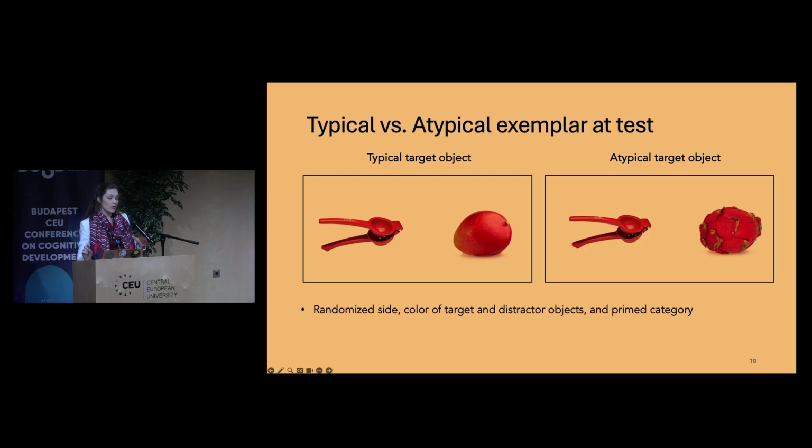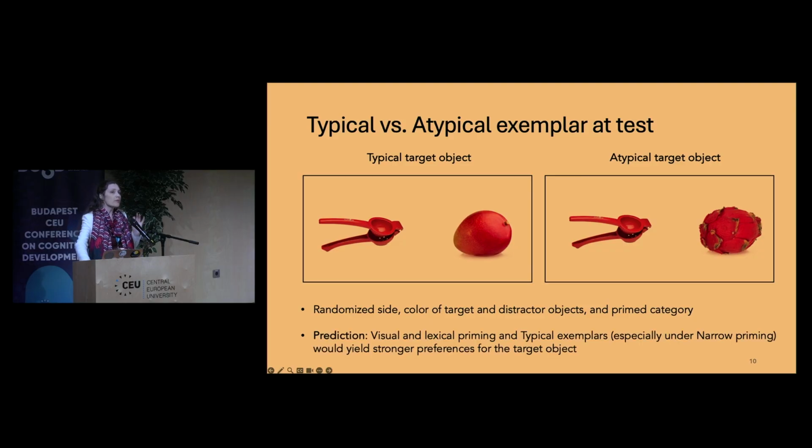We randomized the side, of course, of the target object, the color, sometimes they were yellow, both the target and the distractor, and the category itself was also randomized. So what we predicted here, so we thought, first, visual and lexical priming combined with typical exemplars during test, especially when we have narrow visual category priming, would yield stronger preferences for the target object because it would constrain infants' representation of that unseen object. And it will be easier to realize that the typical target object is a member of that category. But let's see what we find.